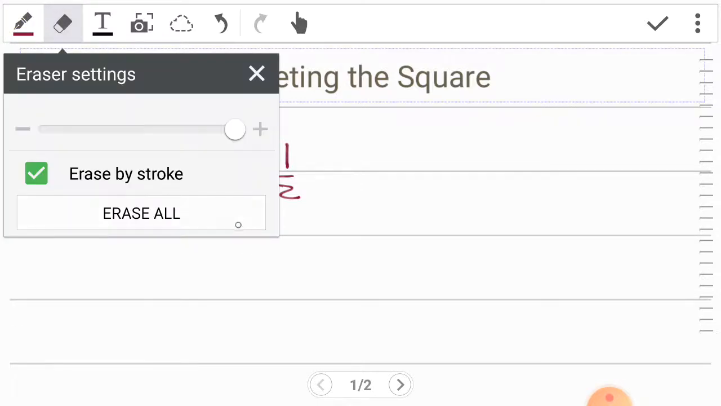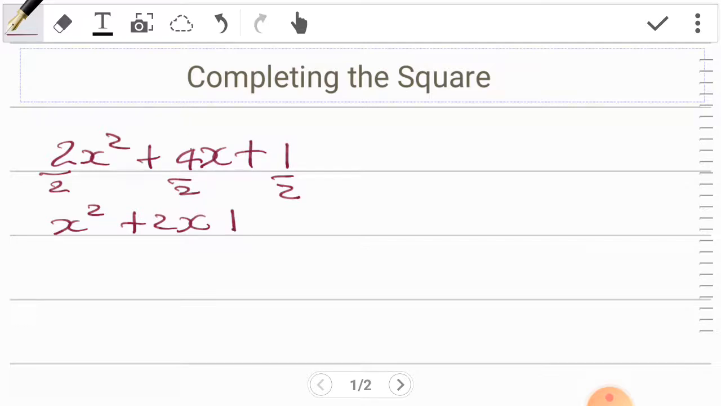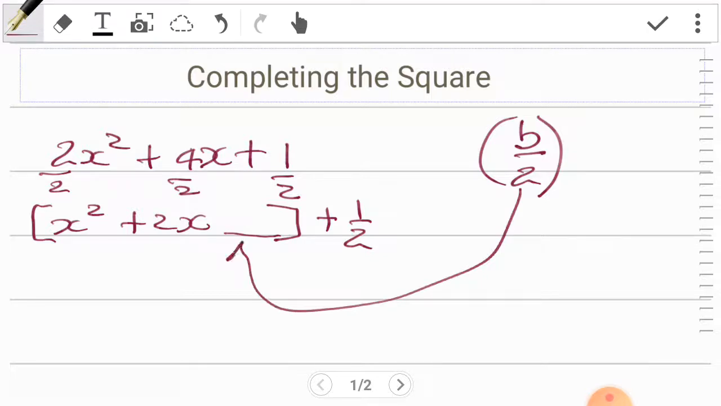At the same time, I intend to isolate the x terms from the constant. So I'm going to put this part in a bracket, leaving a space here because we're going to put a special number here, and then I'm going to have my plus a half at the back. The number that goes here is going to be half of b squared, so I'm just going to write it up here. Half of b squared will be added here and then subtracted back here.